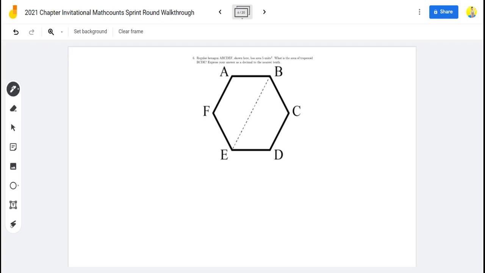Well, since the trapezoid B, C, D, E is congruent to the trapezoid A, B, E, F, and since both trapezoids make up the hexagon and they're both congruent, that means trapezoid BCDE is just half of the area of the entire hexagon. This means that we just do 5 divided by 2 to find the area of trapezoid BCDE, and this is equal to 2.5, and that is our final answer, because they're asking to express your answer as a decimal to the nearest tenth.